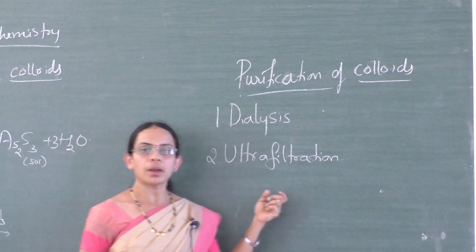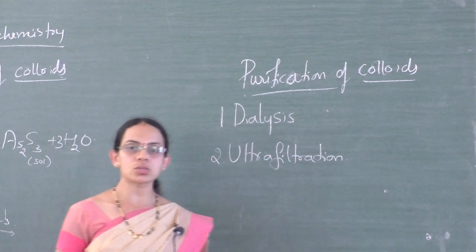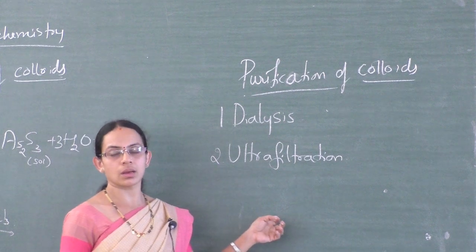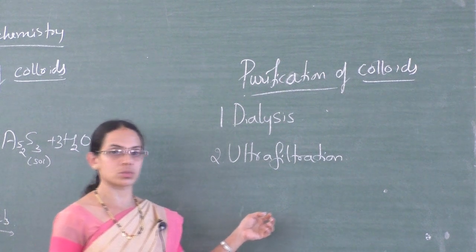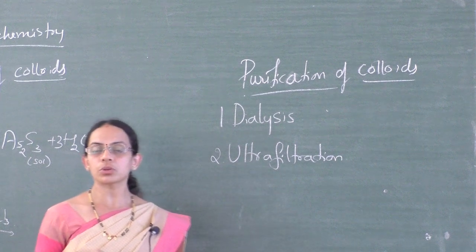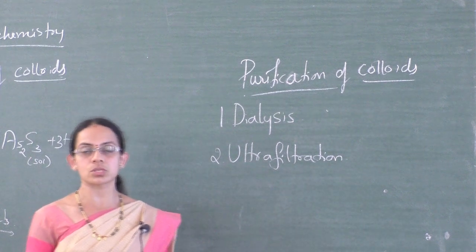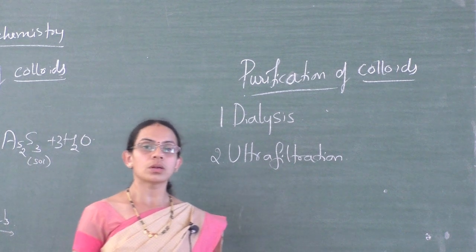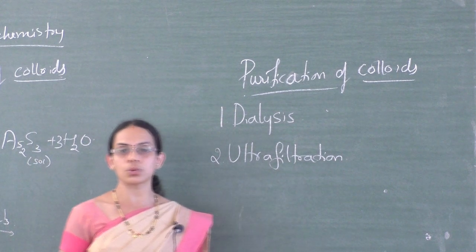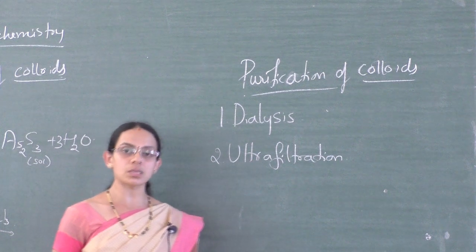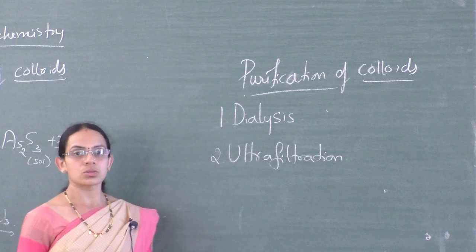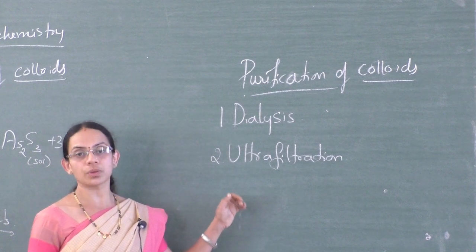Next, a prepared colloid may contain excess of electrolyte or other impurities like smaller ions or molecules. Though a small amount of electrolyte is necessary to stabilize the colloidal sol, excess of electrolyte may lead to its coagulation or precipitation of the colloidal sol. Therefore, it is necessary to remove the excess of electrolyte present in the colloidal sol. So, that process is called purification of colloid.